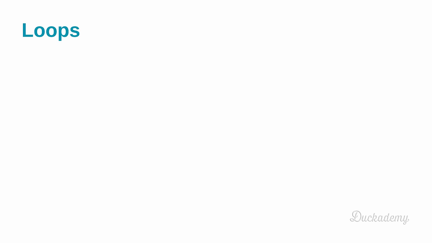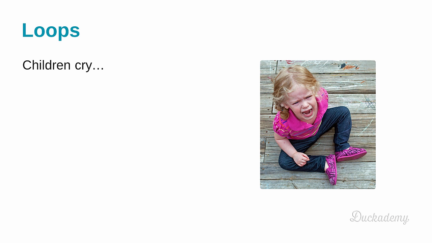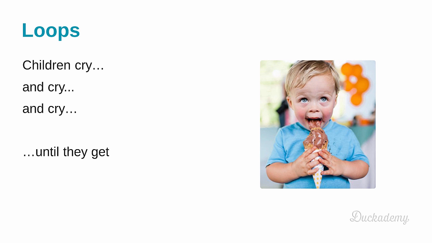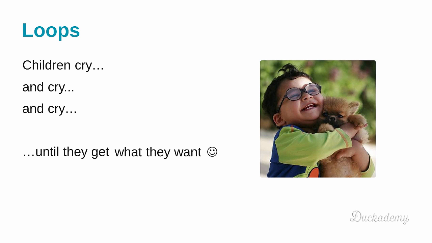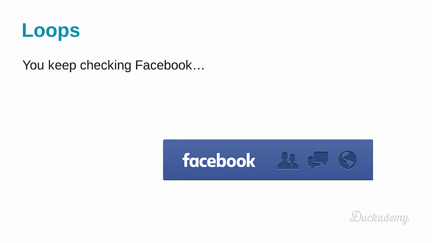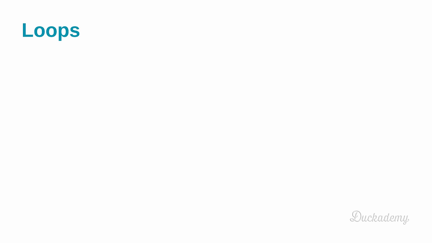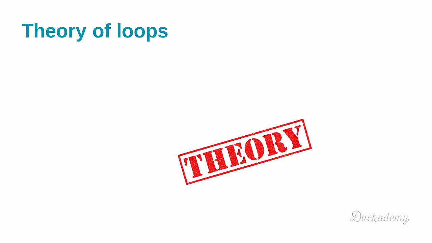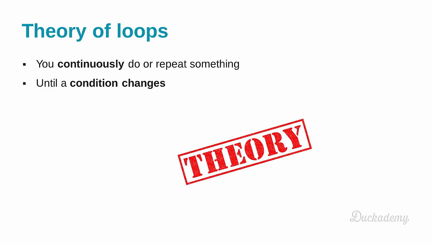So, if you have a child, you might know that the children cry and cry and cry until they get what they want. Or, if you are a Facebook user, then you might keep checking Facebook until you get a message. Or you might get an instruction that go along the road until you get to the bridge. These are loops. So what is the theory in the background of the practice? So you continuously do or repeat something until a condition changes.